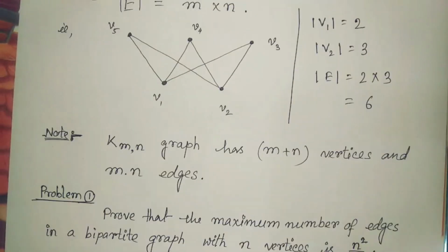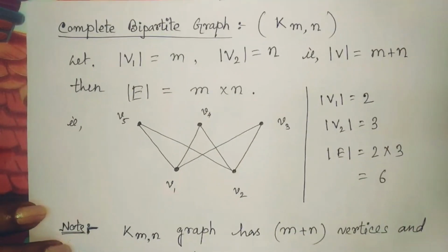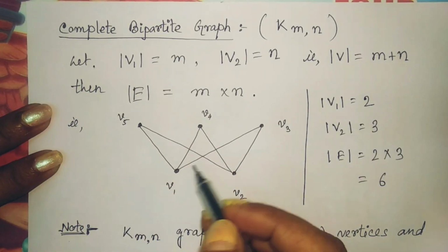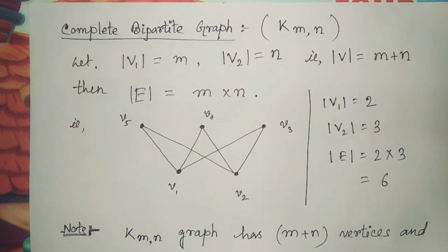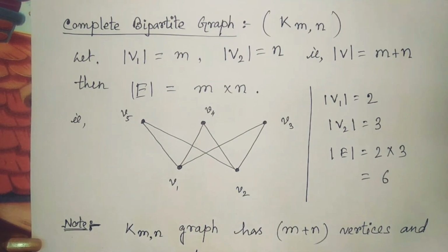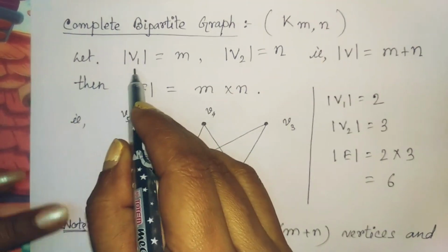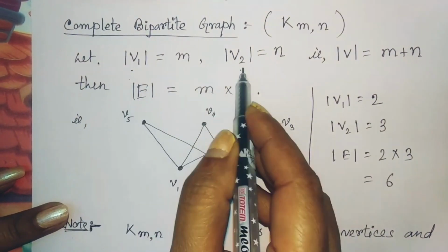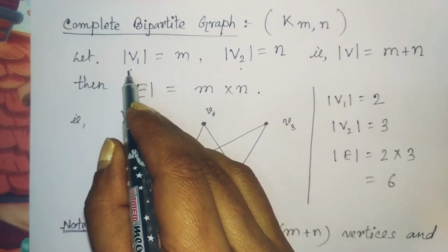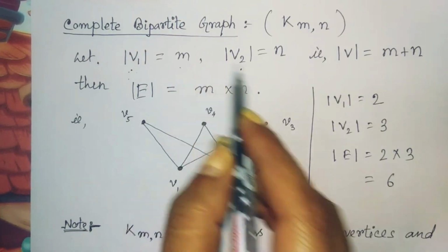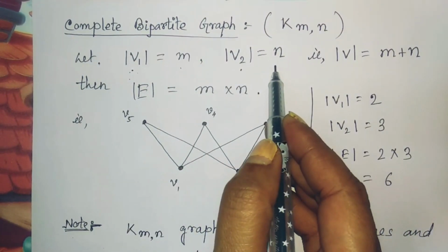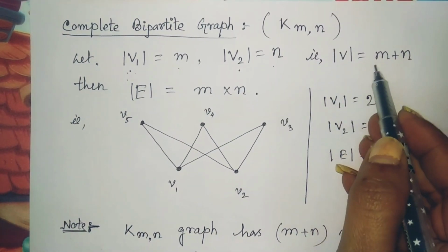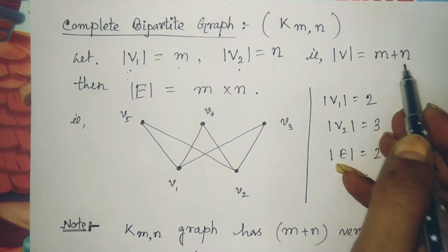Now it is the complete bipartite graph. So complete bipartite means we know how the bipartite graph we can draw. For the complete bipartite graph, let V1 and V2 be the two sets of vertices, where V1 has m number of vertices and V2 has n number of vertices. Total given number of vertices is m plus n.